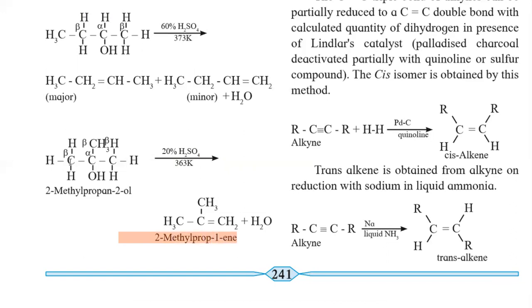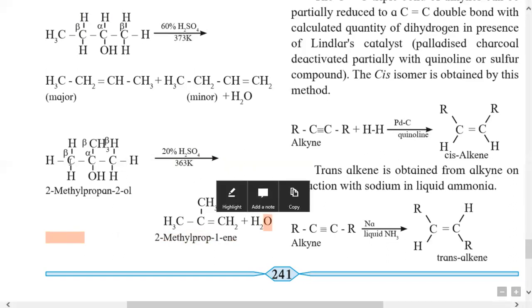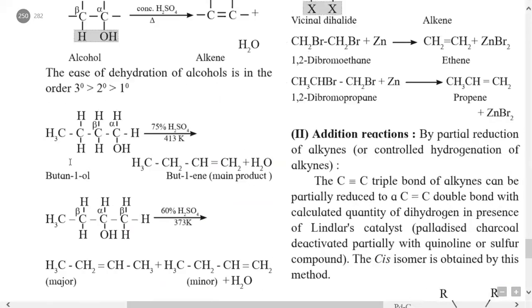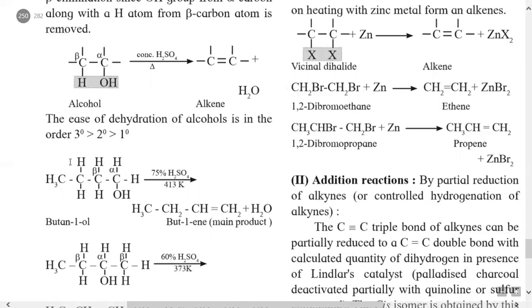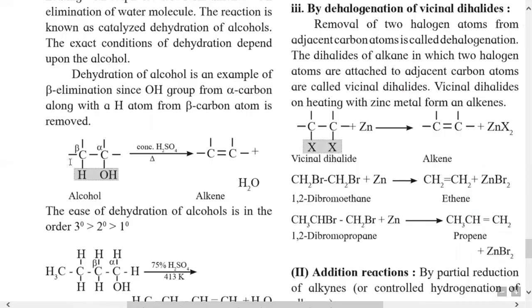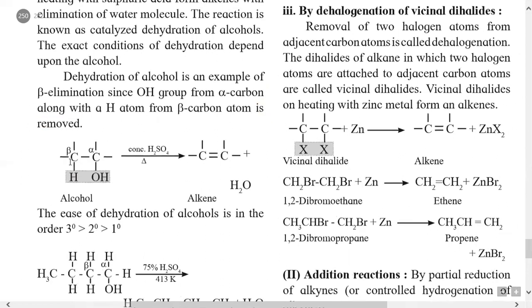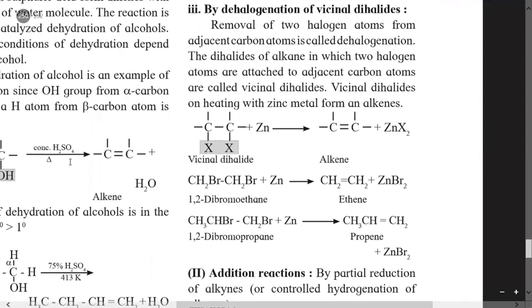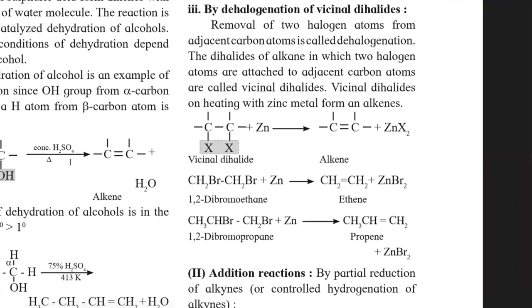Only one possibility is there and the side product is of course H2O. So these are the three examples of dehydration of alcohols, that is primary alcohol, secondary alcohol and tertiary alcohol. We had studied under elimination reaction two types of reaction we had already studied. One is dehydrohalogenation of alkyl halide, second is dehydration of alcohol.